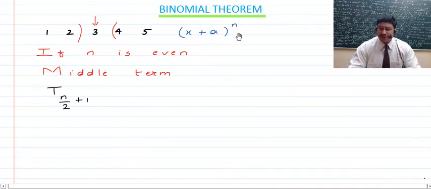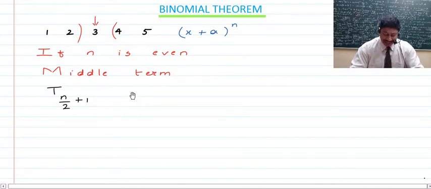Since we know that the total number of terms when we talk about x plus a raised to the power n is going to be n plus 1, so if n is even, then n plus 1 is going to be odd. And then in that case, if we talk about the middle term, children, then that is going to be t of n upon 2 plus 1. Since n is even, obviously n upon 2 will be from the set of natural numbers, and to that when you add 1, you will have got the middle term, right?